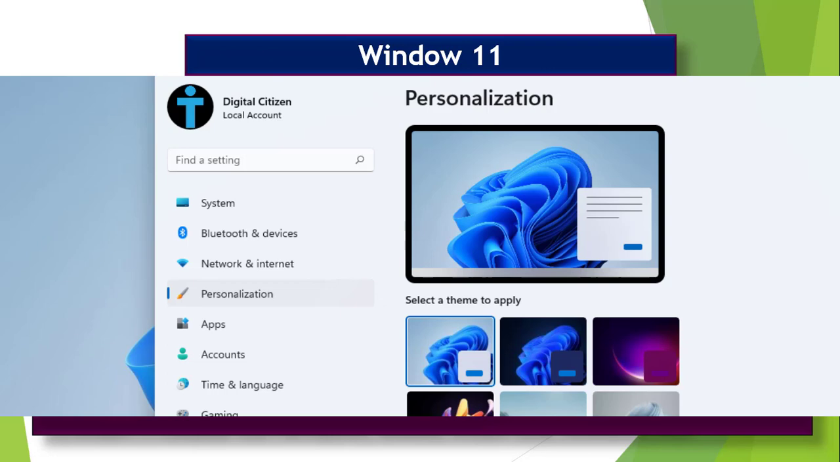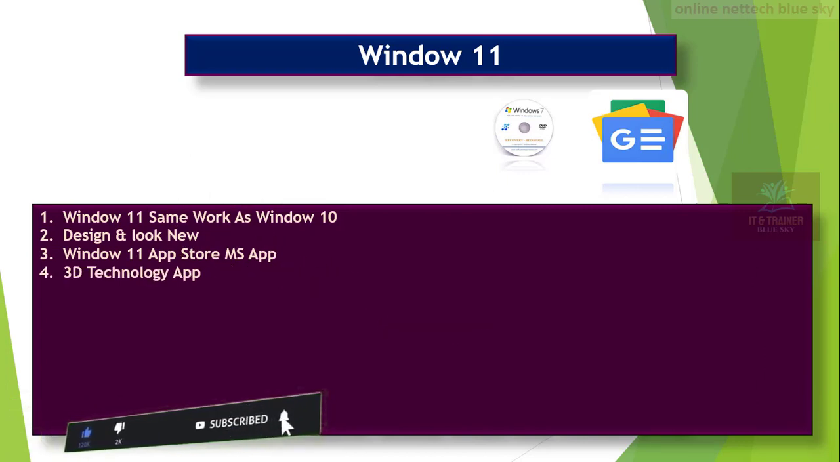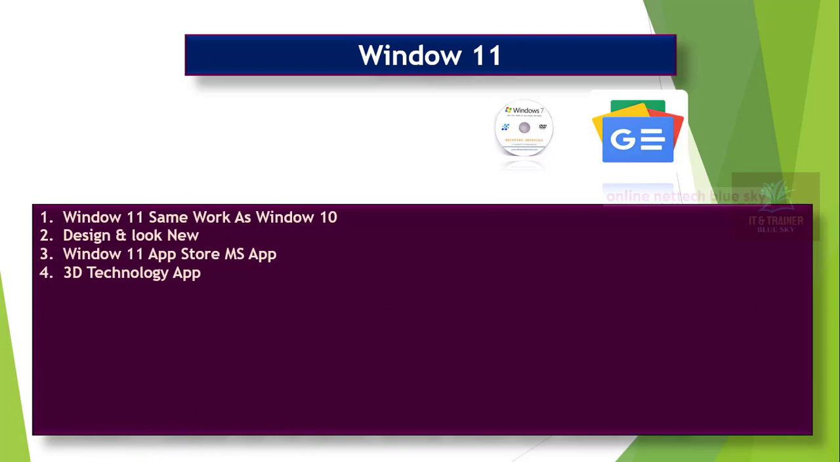The third point is the Windows 11 App Store, the Microsoft App Store. You already know about the Windows 11 Microsoft App Store. So create a Microsoft account and install Windows apps. So this is one type of Microsoft App Store and installation. 3D technology apps are available in Windows 11. Some inbuilt applications are available in Windows 11, already built into the computer at installation time.